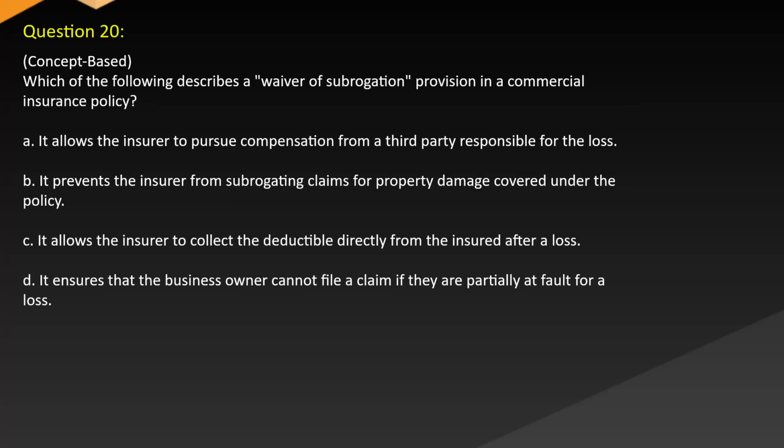Question 20. Concept-based. Which of the following describes a waiver of subrogation provision in a commercial insurance policy? A. It allows the insurer to pursue compensation from a third party responsible for the loss. B. It prevents the insurer from subrogating claims for property damage covered under the policy. C. It allows the insurer to collect the deductible directly from the insured after a loss. D. It ensures that the business owner cannot file a claim if they are partially at fault for a loss.